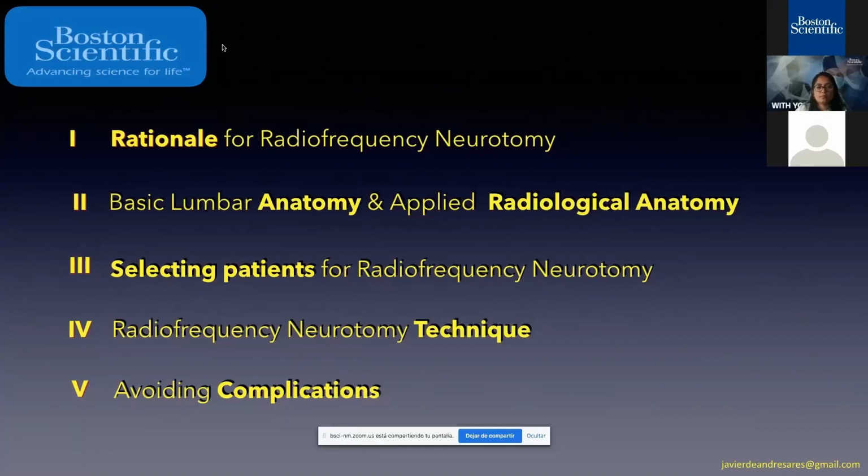Then I will go a little bit quickly through the radiofrequency neurotomy technique because I think these techniques should be taught in cadaver courses. They are what now is called bio-skills, and I think bio-skills are only learned from cadaver courses or face-to-face. So I don't think webinars, nor books, nor scientific papers, even though they are important, are the proper way of learning the skills. And I will end up giving some tips for avoiding complications.